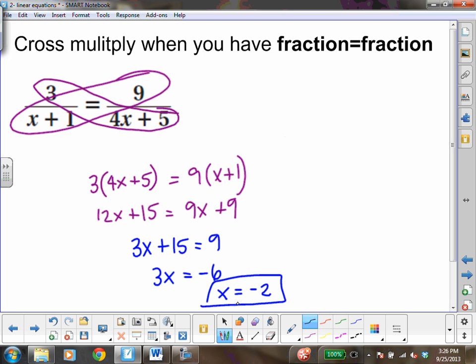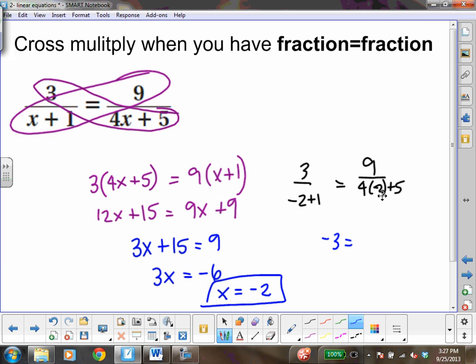So let's go back and look at this example again. My solution is x equals -2. So if I plug -2 in for x, if this solution is a valid solution, then when I simplify this statement, I should end up with a true statement. So -2 plus 1 is -1. 3 divided by -1 is -3.